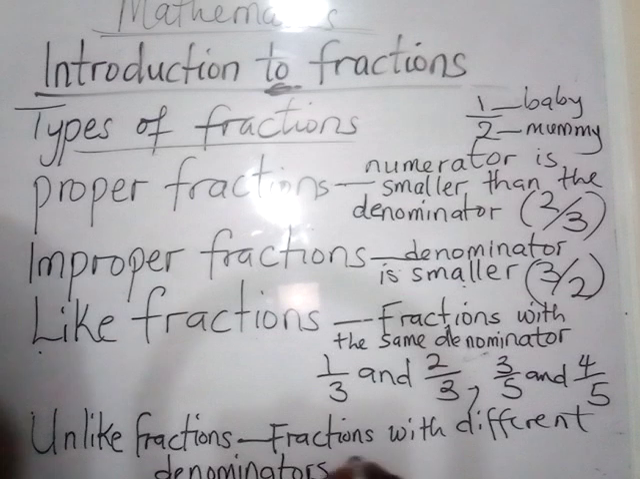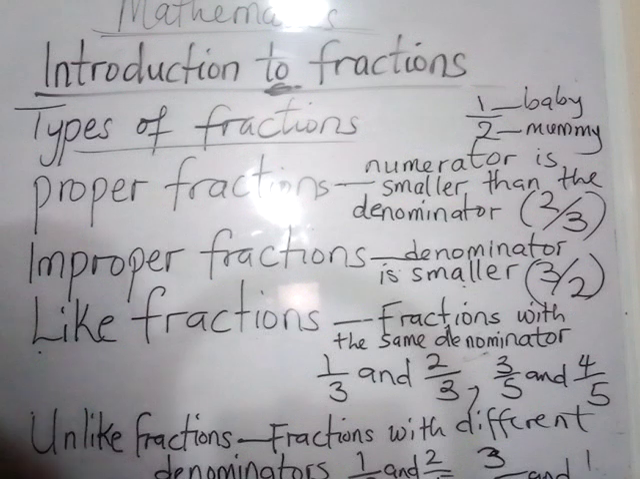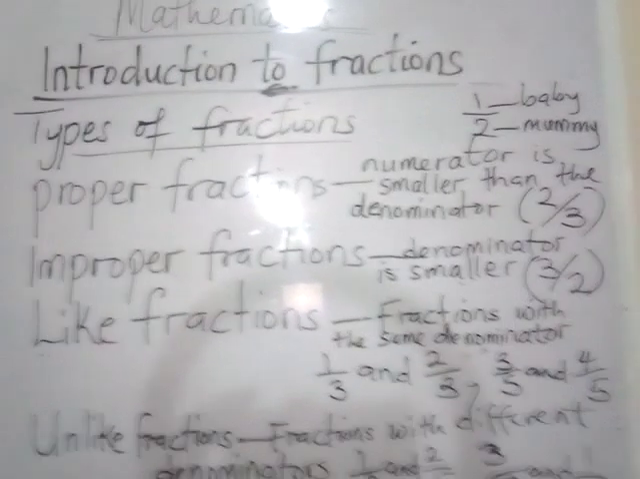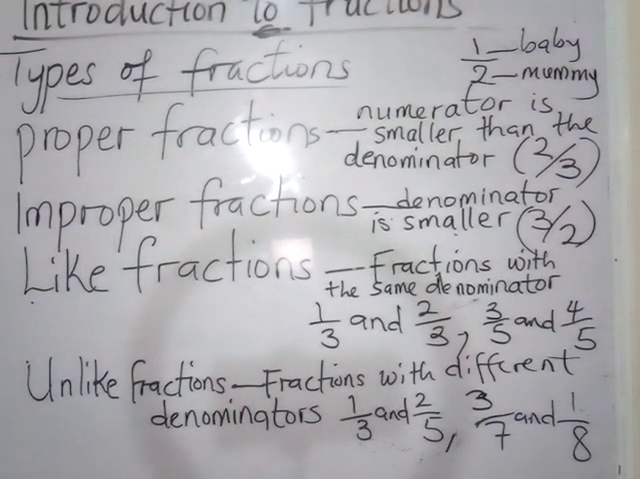So for example, you have 1 over 3 and maybe 2 over 5. They are not the same denominator. And then another one will be, let's say, 3 over 7 and 1 over 8. They are not like fractions. They are unlike fractions.